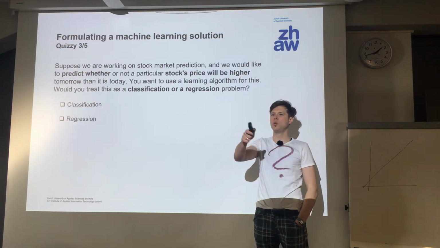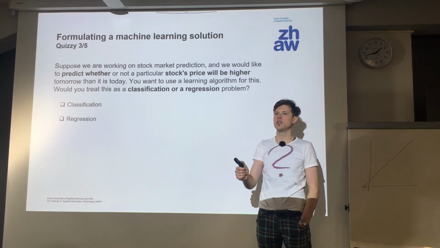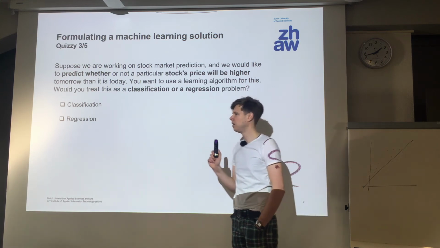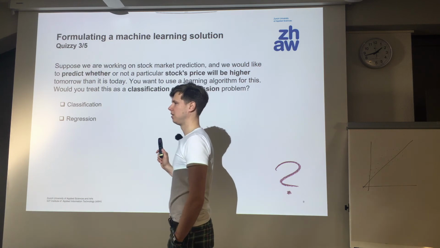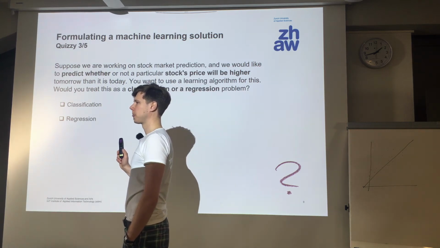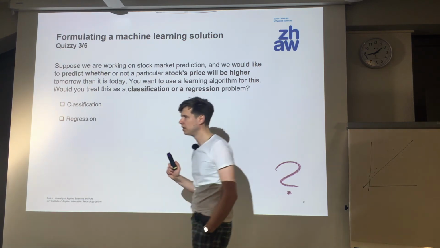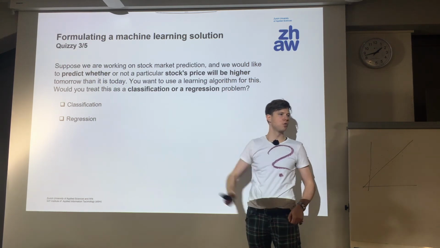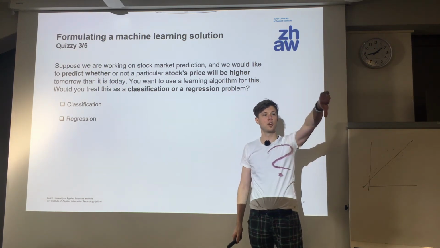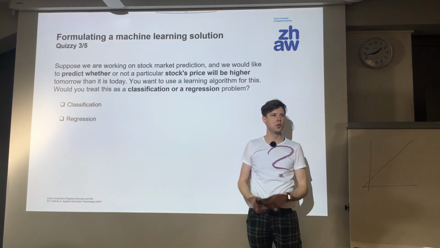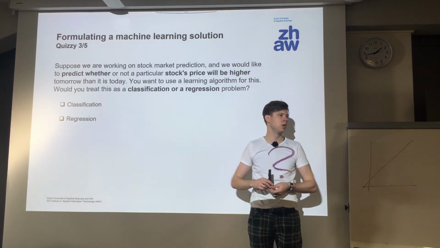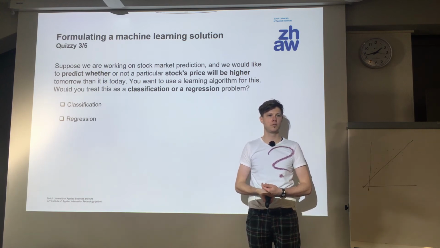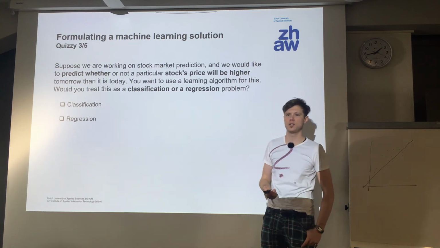Well, somebody who said classification. Why classification? Because you only want to know two classes. If it's higher, then you have a 1, or not, then it's 0. Exactly. It's a binary classification task. You have two classes. It's higher or not than yesterday. So you can treat that as classification, which is a simpler thing if you can frame it like that. So I would also do that as classification.